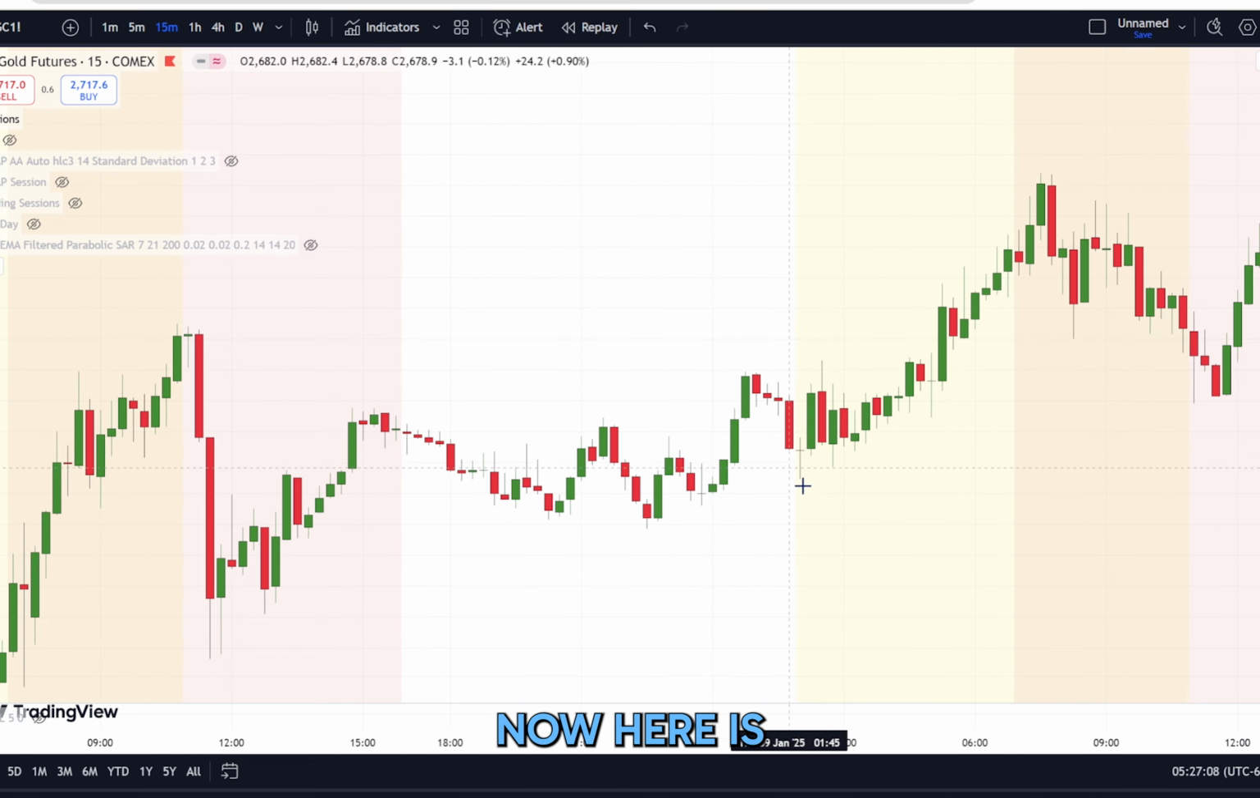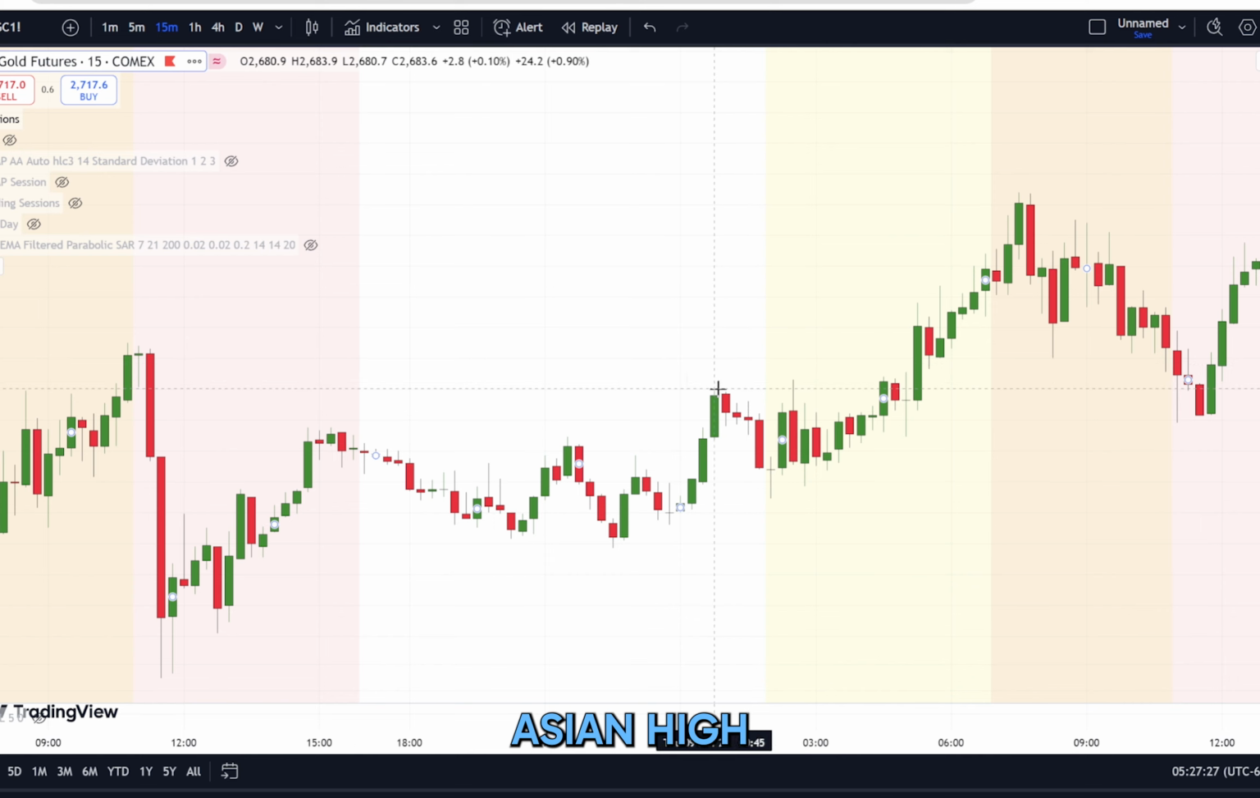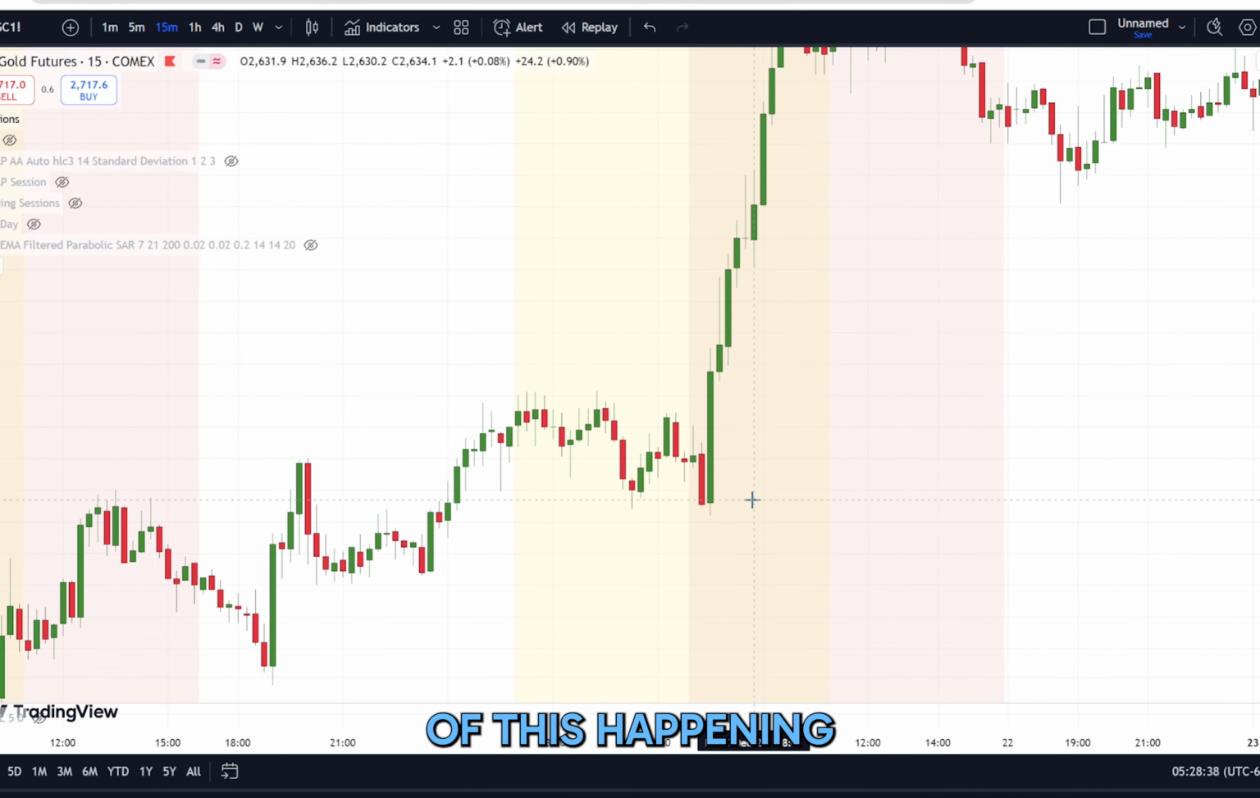Now here is another example of this happening. So we have the white being Asia, yellow London, then New York. During London, as soon as London opens, we can see that price is already targeting Asian high. We take out Asian high, we reject for a little bit right here, but overall we keep that bullish structure. Now here is another example of this happening.